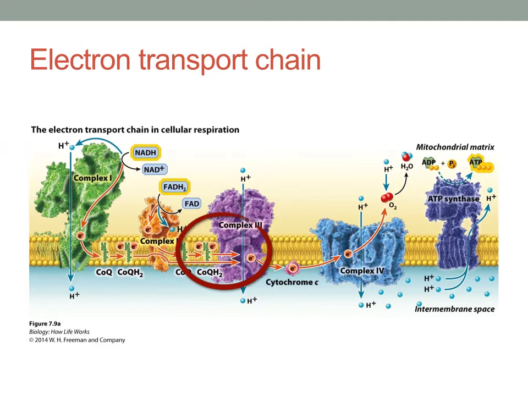Once in complex 3, again the same thing will happen. The electron that still has quite a lot of energy will be able to release this energy. The energy will be used by complex 3 to pump the proton against its concentration gradient into the intermembrane space. So you see that the intermembrane space starts to build up with protons.